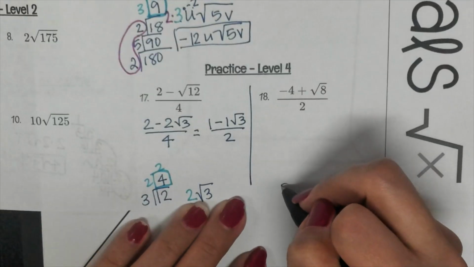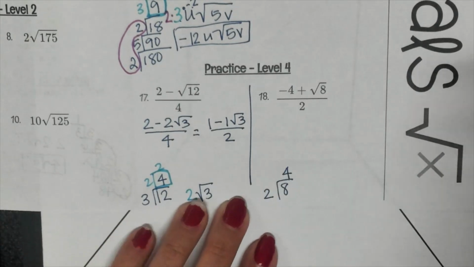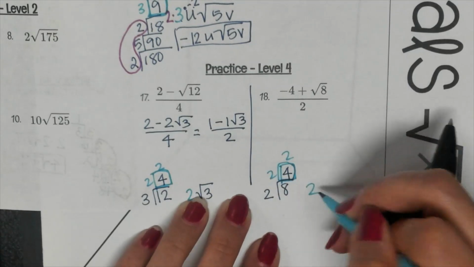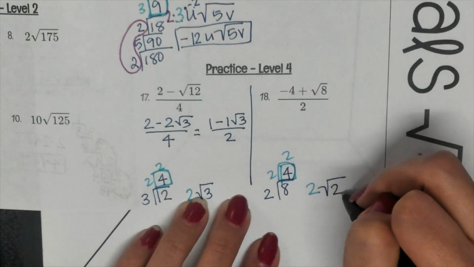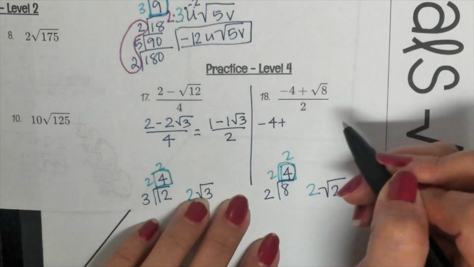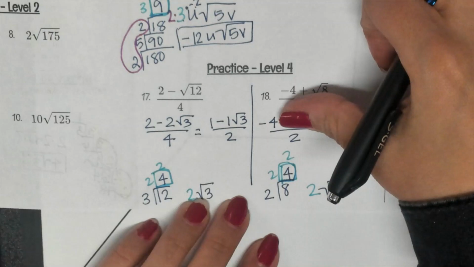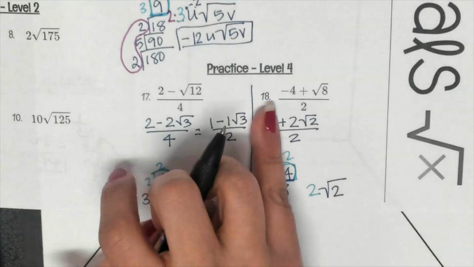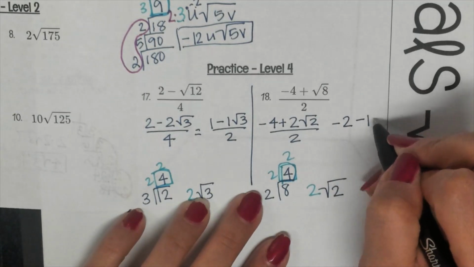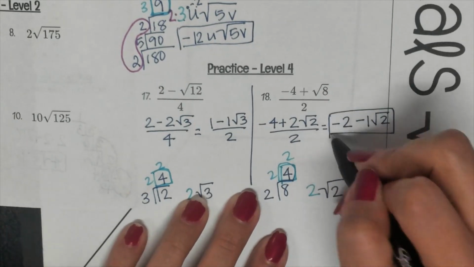Similar idea here, 8, 2, 4. 4 is a perfect square. 2 times 2. So that's 2 square roots of 2. Plug that back in. Four over 2 is 2. 2 over 2 is 1. So that's negative 2 minus 1 square root of 2. And that's it.